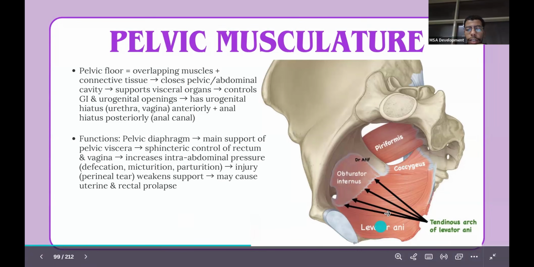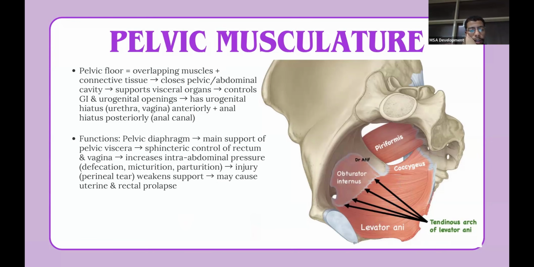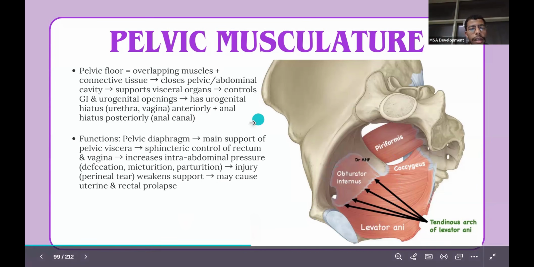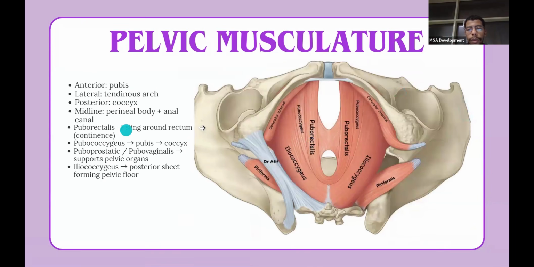Now, if we have an injury to these muscles, the pelvic organs, like the rectum, for example, can fall out. And this is something called prolapse. We have two actually: rectal prolapse and uterine prolapse. I have pictures later. And that's mostly it for this slide. You have to know the different muscles really well.